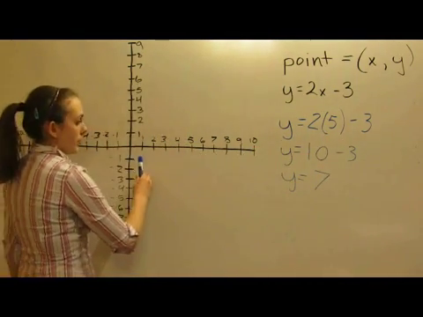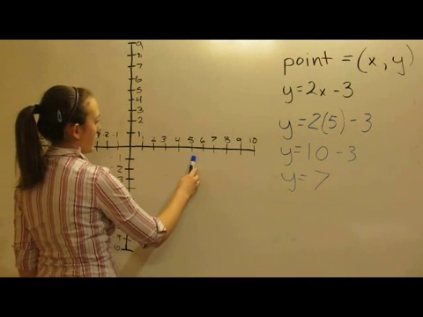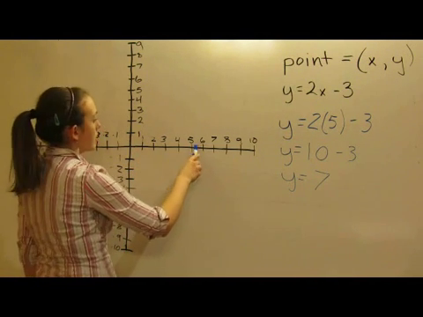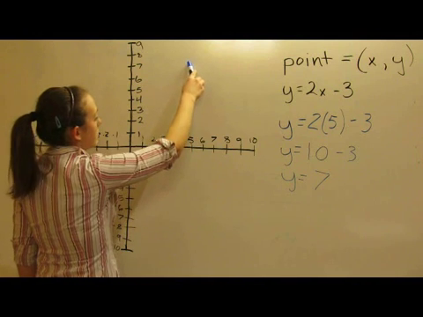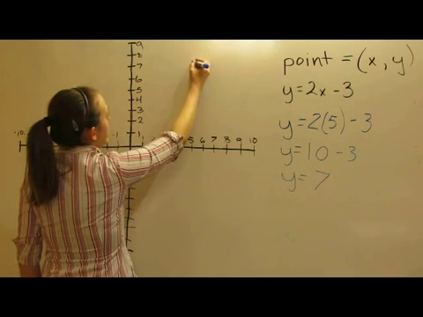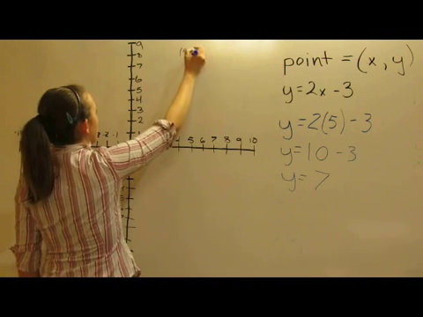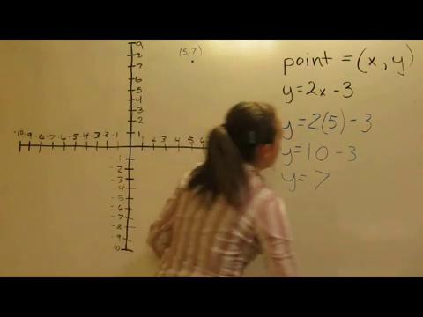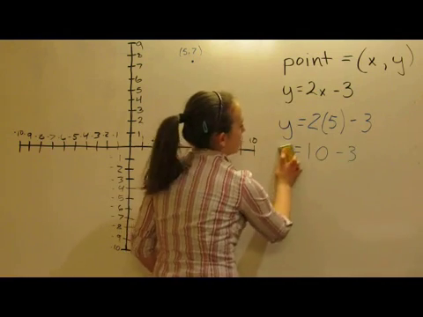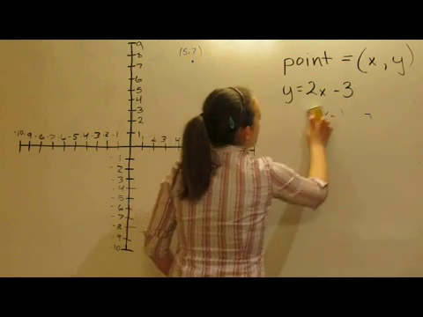So we come over to our graph, we come over to 5 on the x-axis, and then we go up to 7, and we plot our point. So let's label that (5, 7). Now I'm going to erase this, because I'm going to run out of room on the board if I don't.